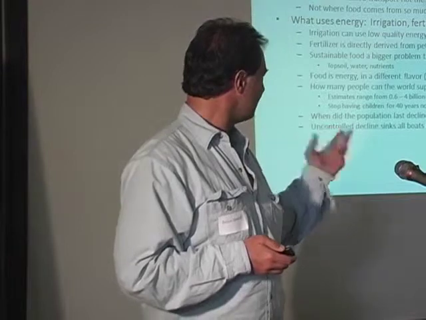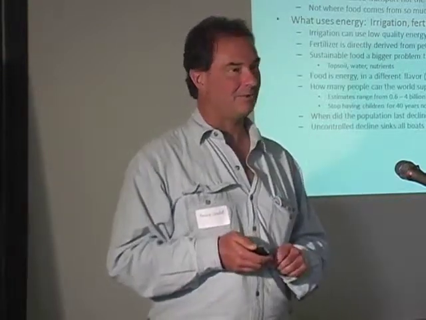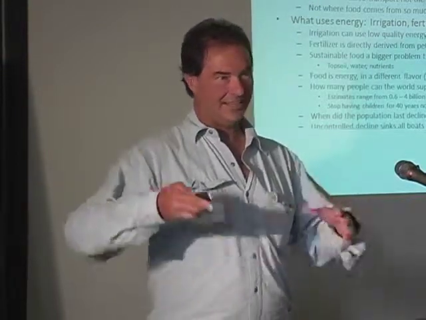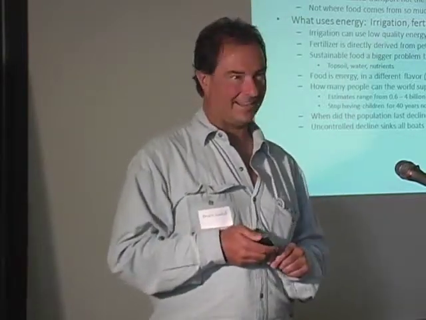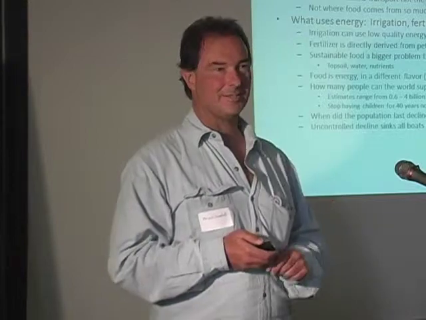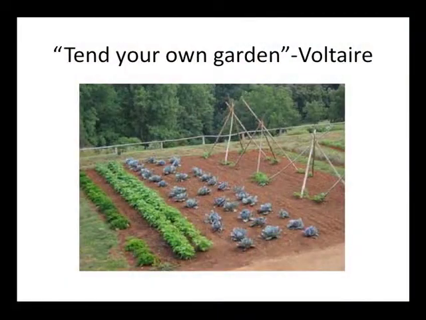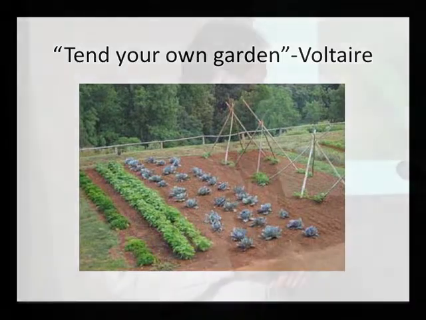And that an uncontrolled decline sinks all boats in a connected world. That the vision of living in a happy village with the clop of horses and all that, while everybody else is dying around you, is not realistic. By and large, in the argument of localism and food, it's a good idea to tend your own garden, as Voltaire said in Candide. That seems a win-win situation, and that is something you can do at home, and that is something that makes a difference.